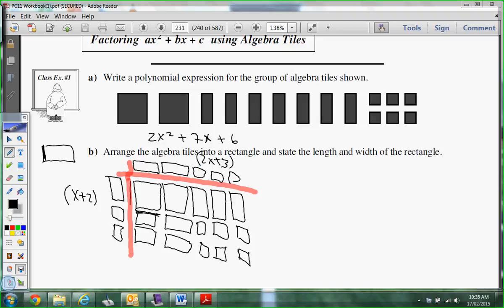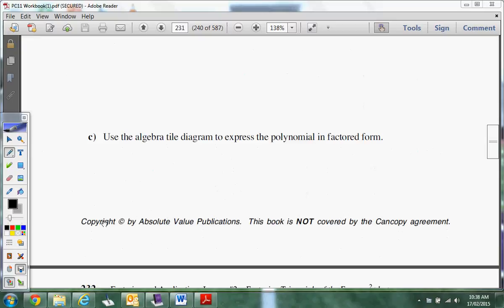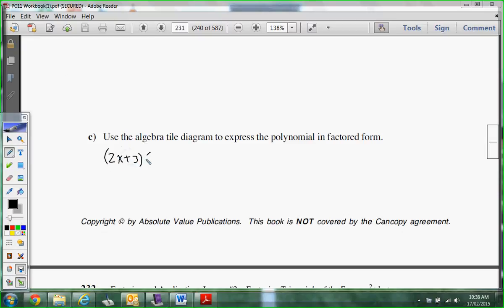Okay, and so based off what we just did, they want us to represent that as a polynomial. So 2x plus 3 times x plus 2 equals what we had.